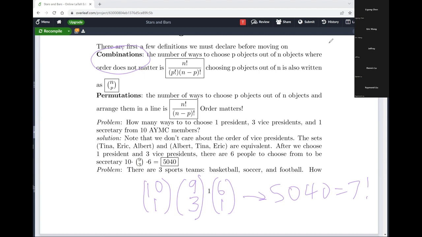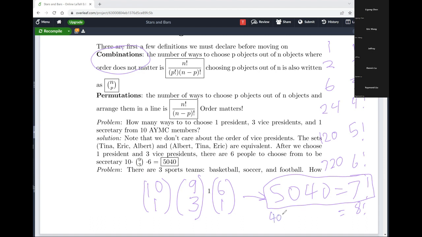I'll list out the first few factorials. So this is 1 factorial, 2 factorial, 3 factorial, 4 factorial, 5 factorial, 6 factorial, 7 factorial, 8 factorial. So 3 factorial is 6, 4 factorial is 24. You don't need to memorize these, but it's good to know in general. 5 factorial is 120, 6 factorial is 720, 7 factorial is 5,040, 8 factorial is 40,320, 9 factorial, well, you could just keep going on and on. You just multiply by the next number.